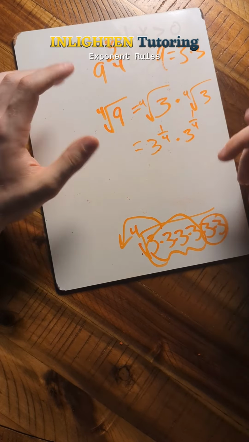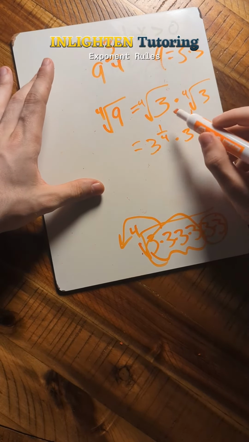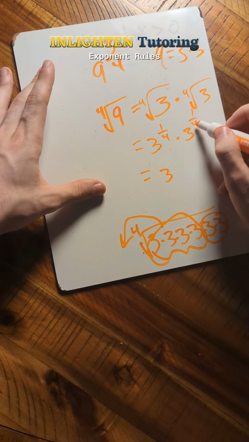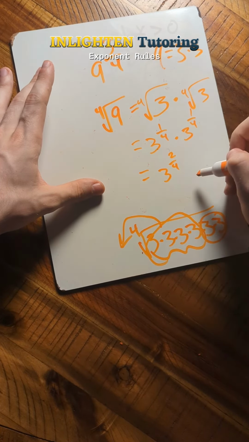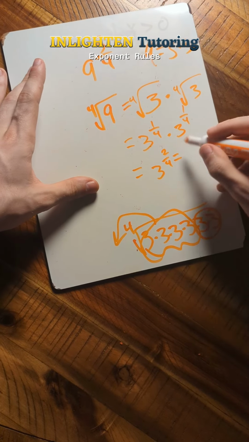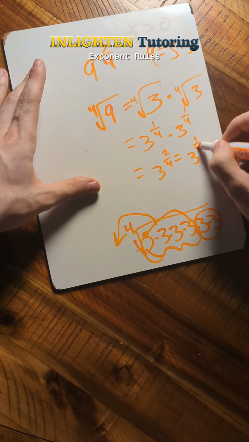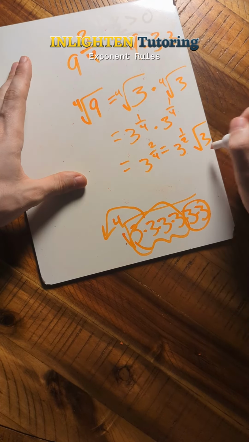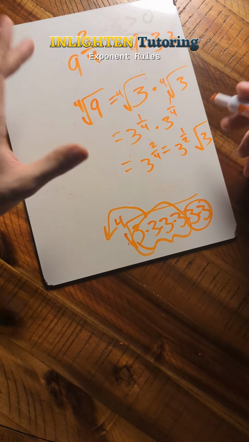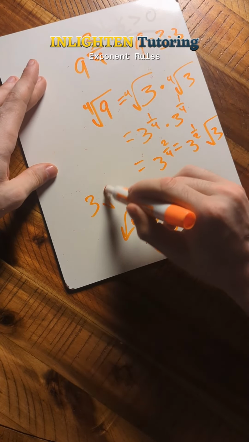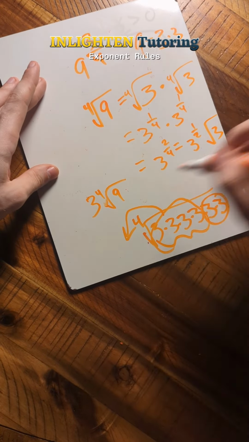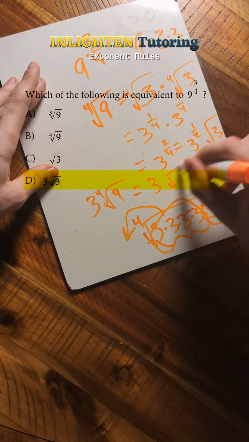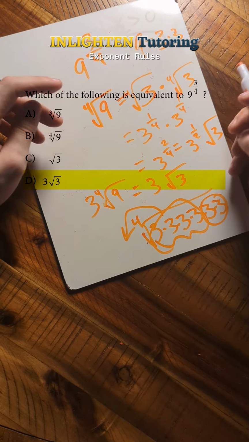Either direction works. Now, when I'm multiplying these, what I'm doing with the fractions is actually going to add them. So 1/4 plus 1/4 is 2/4. If I simplify this fraction, 2/4 is actually 1/2. And 1/2 is really, as a root, a plain old square root. So to answer the question, finally, we had 3 times the 4th root of 9. Now we have 3 times the square root of 3. D is in fact correct.